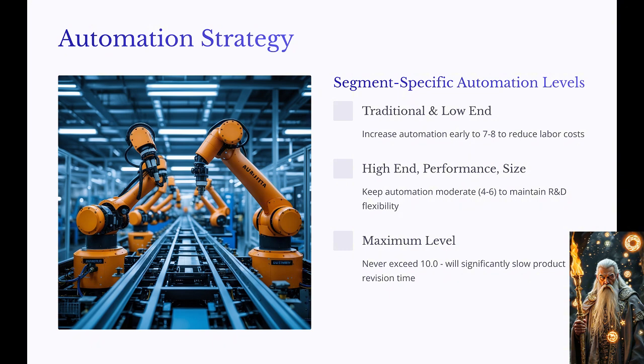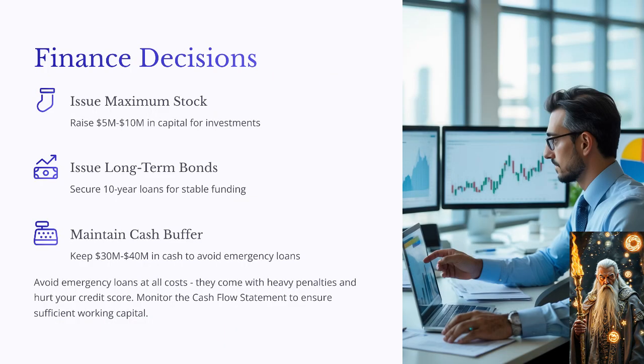Finance decisions: fund growth without emergency loans. Your first-round strategy should focus on raising capital to fund your investments. You'll typically need: issue maximum stock, e.g., $5 million to $10 million, issue long-term bonds, 10-year loan, take some current debt to balance cash needs. Avoid emergency loans at all costs, they come with heavy penalties and hurt your credit score. Also, monitor the cash flow statement to ensure you have enough working capital. Keep at least $30 million to $40 million in cash buffer to be safe.